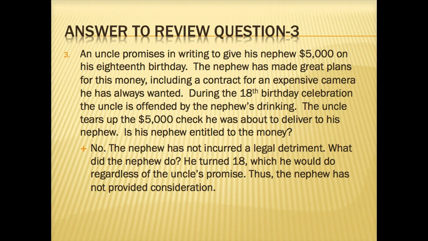Now, some people look at this and say that the nephew had made plans for the money, including a contract for an expensive camera he'd always wanted, and wonder if promissory estoppel would apply. It doesn't. It doesn't apply because the uncle didn't promise to give the $5,000 so that the nephew could buy a camera. In other words, the uncle did not make the promise in order to get the nephew to make a commitment to buy the camera. That wasn't the purpose of the promise. The uncle promised to give a gift. And a promise to give a gift, except in the case of charitable subscriptions, that's discussed later in the book, is not a legally enforceable promise. So the nephew hasn't done anything to get the money, and so he can't.